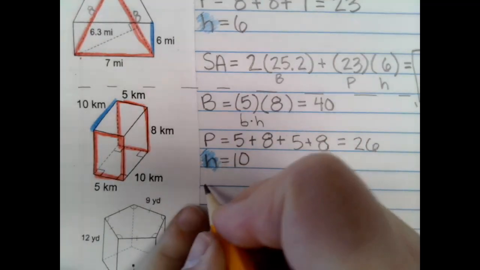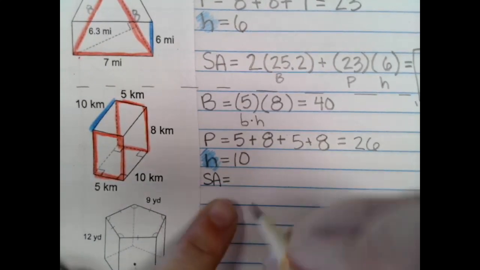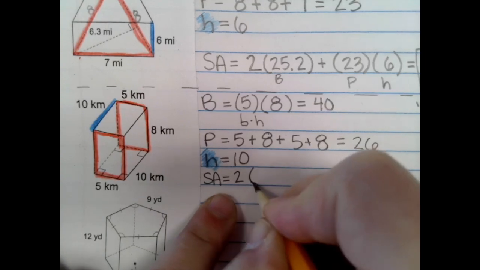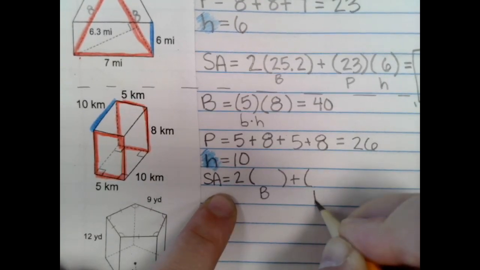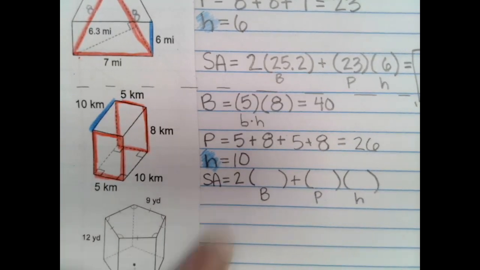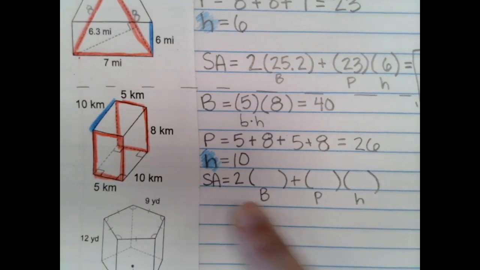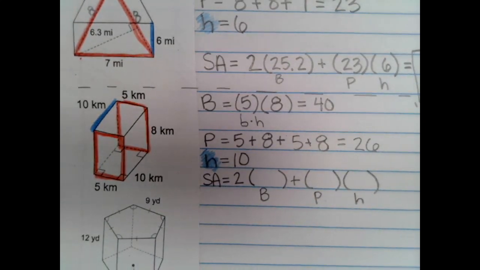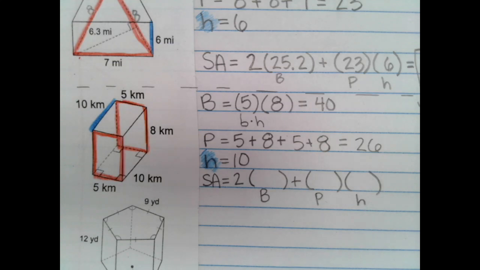All right, so for our surface area, our formula is 2 times the area of our base plus our perimeter times our height. That 2 is always going to be there for prisms. Always, always, always, because there's 2 bases. So if you're like, where did that 2 come from? It's part of the formula. When there's a number given to us in a formula, we always use that number.